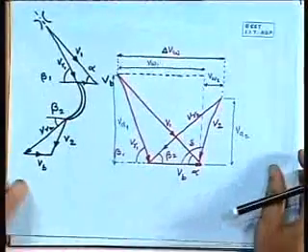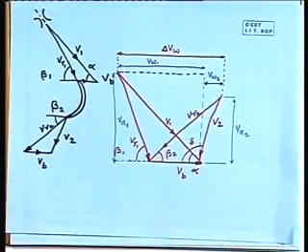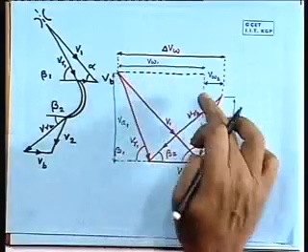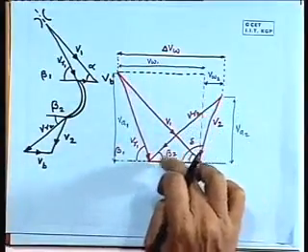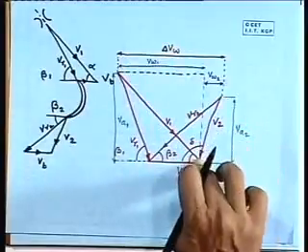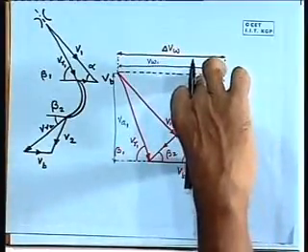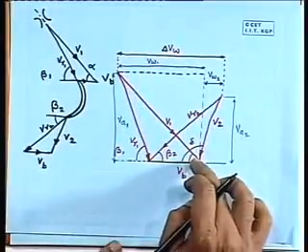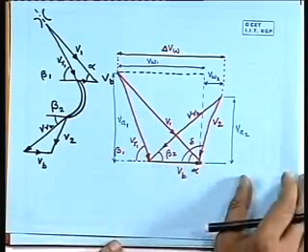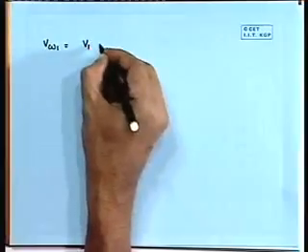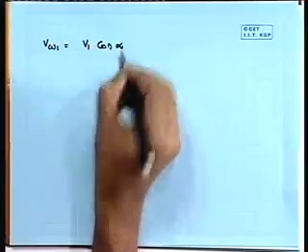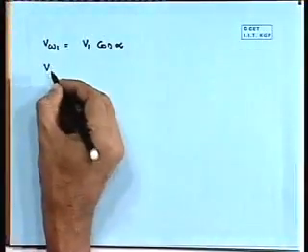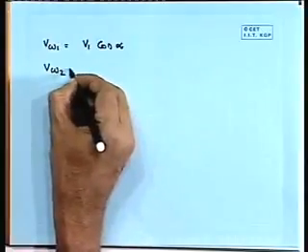If we see this V omega 1, V omega 1 is nothing but, if we see V 1 and project it on this plane, then we get V omega 1, and this angle is alpha. So, V omega 1 will be V 1 cos of alpha. Now, let us determine V omega 2.